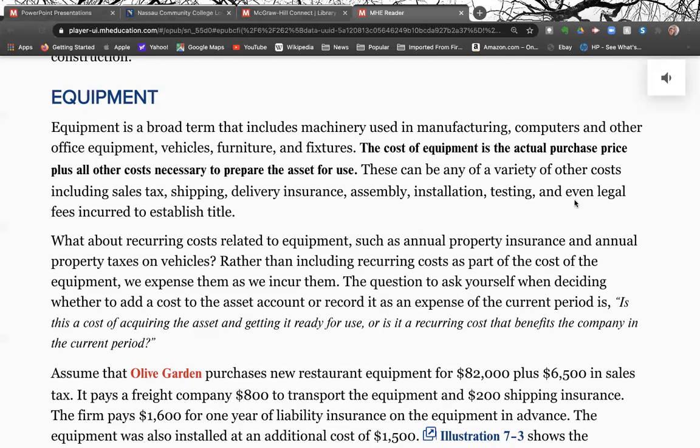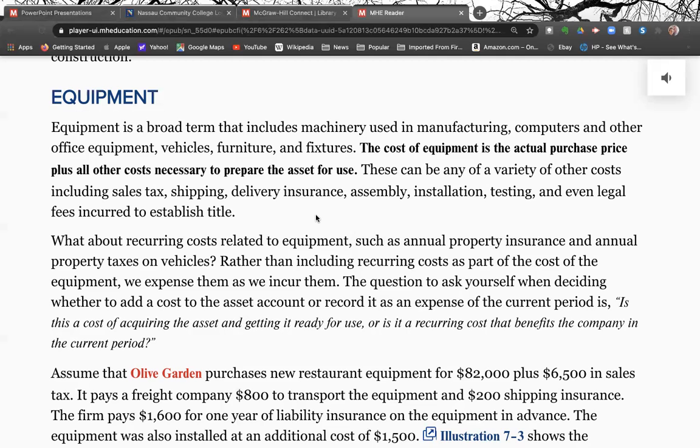And sometimes you have legal fees. You know, when you buy what's called personal property, right? There are really two types of property. There's real property, which is like land and buildings, right? And then there's personal property, which is mostly equipment.